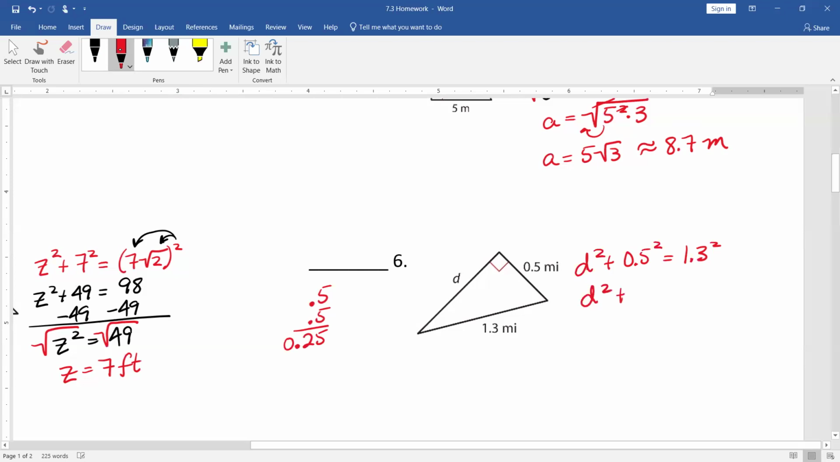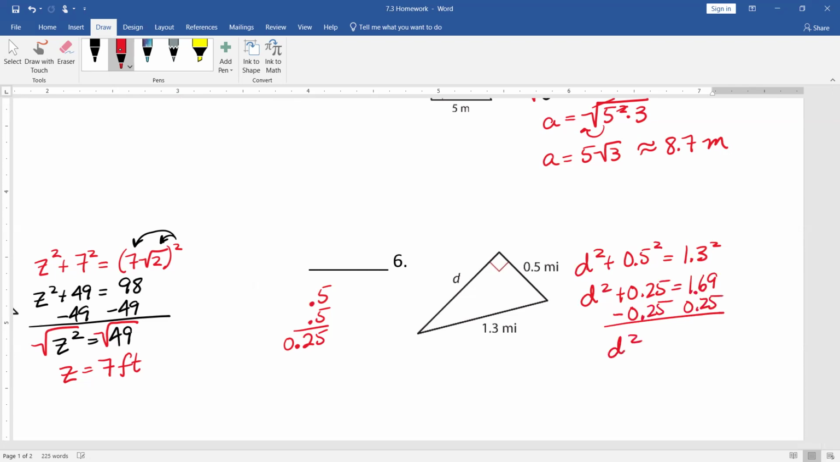D squared plus 0.25. And also think of it, 0.5 is half. So what's half of a half? Well, it's a fourth or a quarter, which is what 0.25 is. All right, so this one changes into 0.25. And then we know that 13 squared is 169, but we're going to have two decimals. So it's 1.69. All right, so now let's go ahead and just finish this. D squared equals, that's a 4, that's a 4, here we go, 1.44.